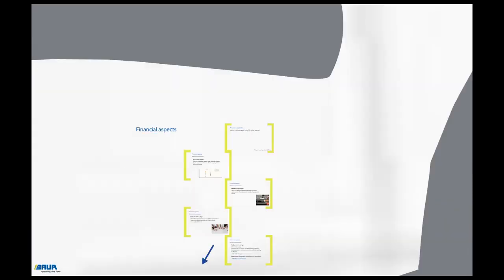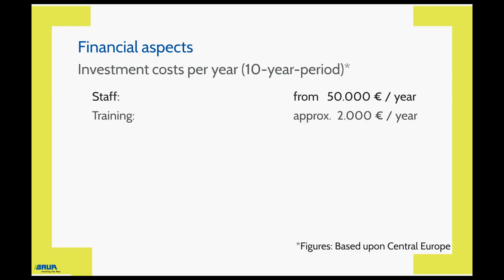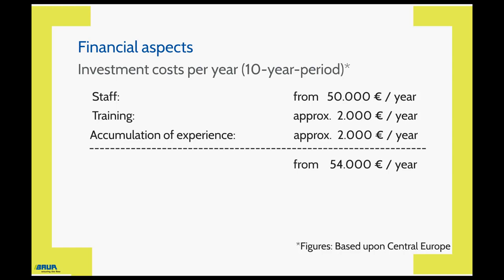In the next section, we will compare the investment costs with the benefits of diagnostics in numerical terms. When considering this subject from a financial perspective, the following investment costs should be planned over a 10-year period. Staff are required for cable testing and diagnostics. Initially, costs start at around €50,000 per year. Then the costs of training and investment in building staff experience must be added to this. The costs for staff and expertise add up to around €54,000 per year.